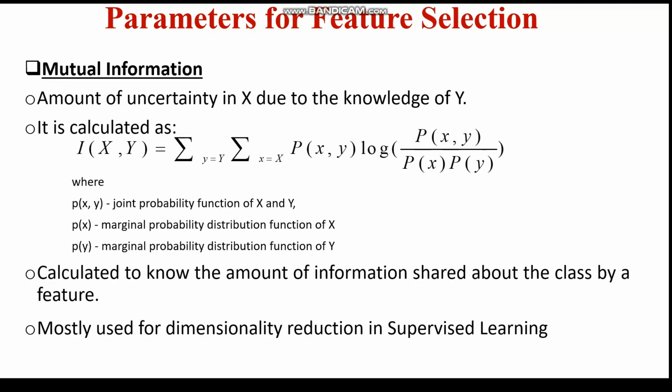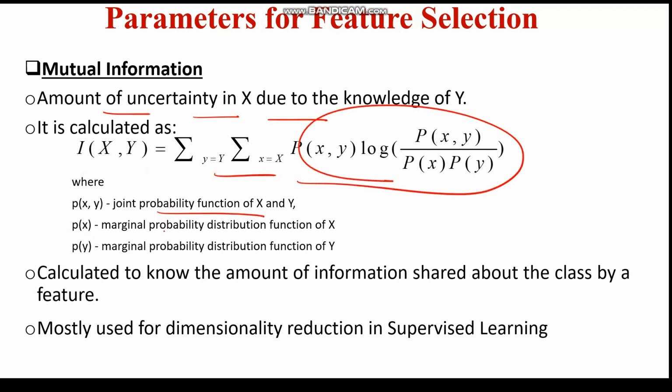The mutual information is a new parameter that we'll discuss in this. So amount of uncertainty in x is due to the knowledge of y. This is calculated by I(X;Y) in this way. So joint probability of x and y, the marginal probability of x, and then the marginal probability of y, and use this formula to calculate this value. So we calculate this value to know the amount of information shared about the class y of the feature, mostly used for dimensionality reduction in supervised learning.